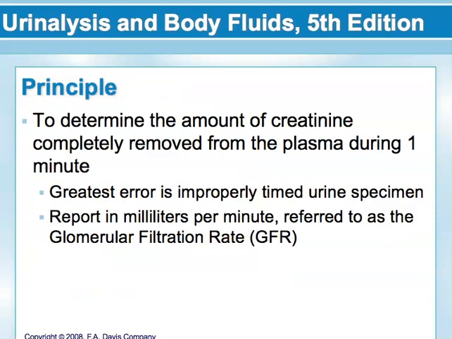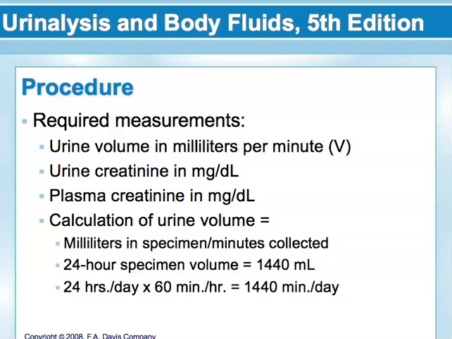Okay, the principle of the creatinine clearance test is to determine the amount of creatinine completely removed from the plasma during 1 minute. So the result is reported in milliliters per minute. That's referred to as the glomerular filtration rate. The greatest source of error in any type of clearance procedure is the use of improperly timed urine specimens. So again, it's very important to make sure that the patient has adequate instructions and collects that specimen properly.